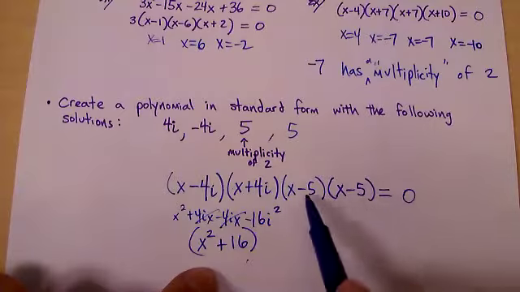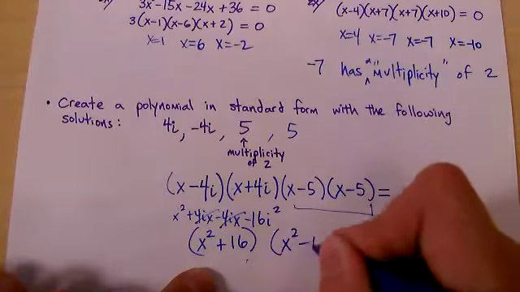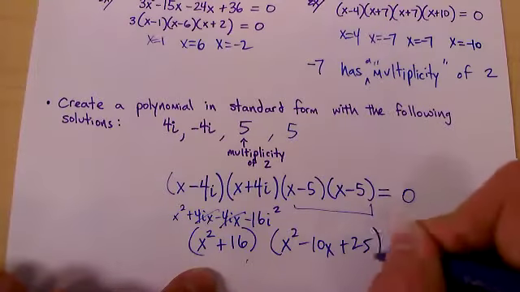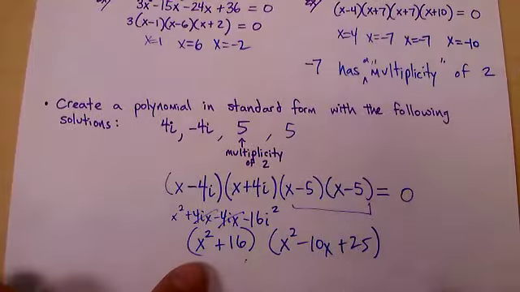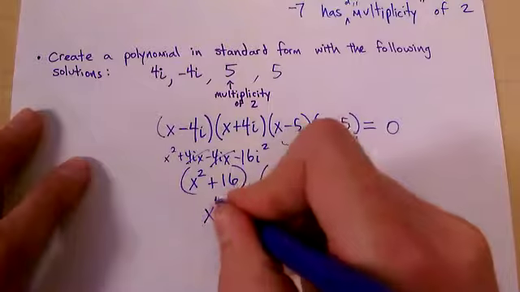I'm actually going to just go ahead and multiply these together. I'm going to get x squared if you do the FOIL, x squared minus 10x plus 25. And then you just proceed to multiply these out. It's kind of tedious, but not terribly crazy. So let's see if I can do this fast.